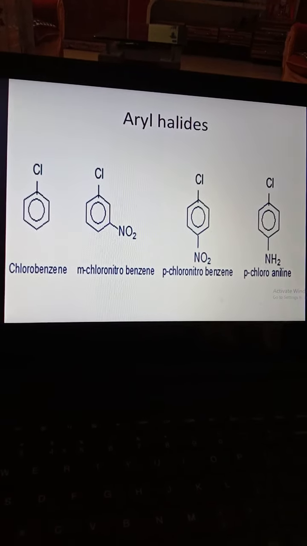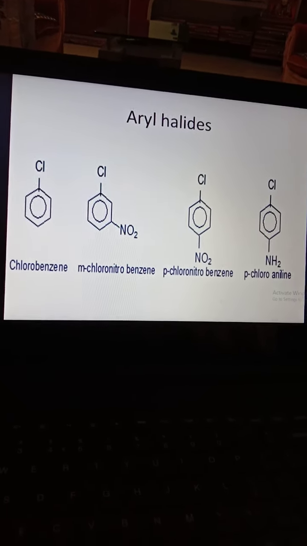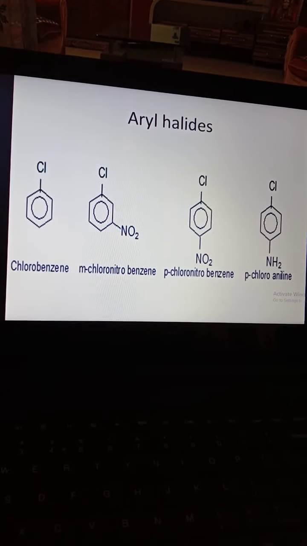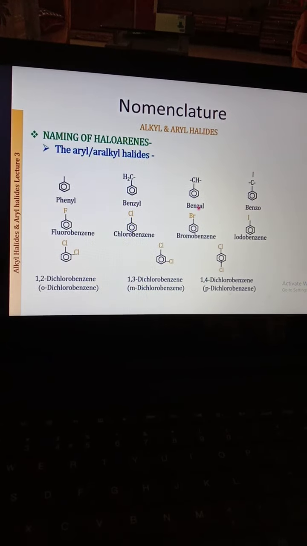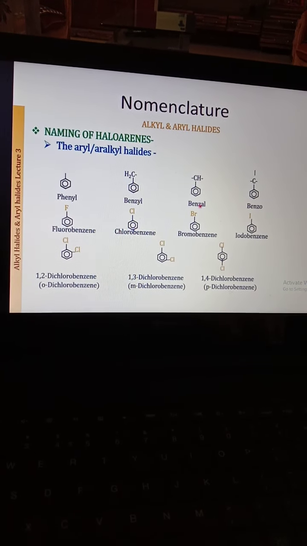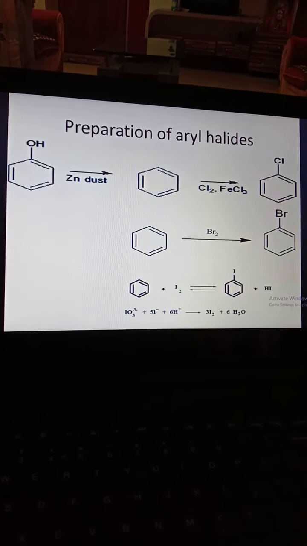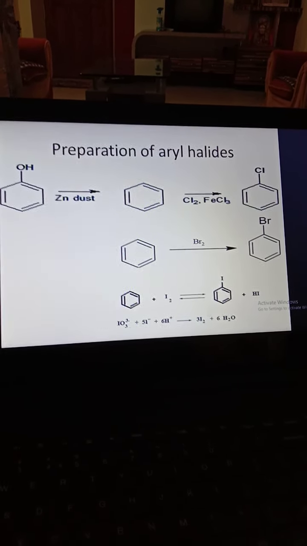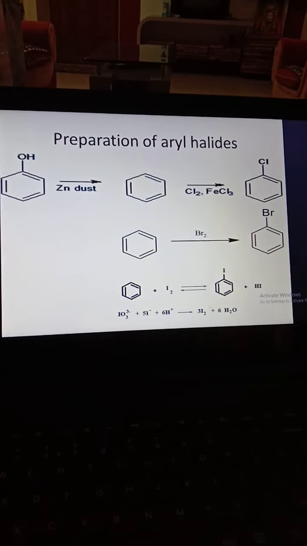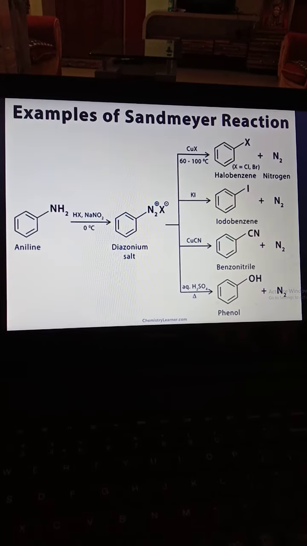Aryl halides are aromatic compounds bonded with halogens like chlorobenzene, meta-chloronitrobenzene. Nomenclature like phenyl, benzyl, benzo. Aryl halides can be prepared. For example, phenol undergoes zinc dust, forming benzene; in the presence of chlorination, FeCl3, chlorobenzene is formed. Similarly, benzene undergoes bromination, iodination. Iodination is a reversible process.